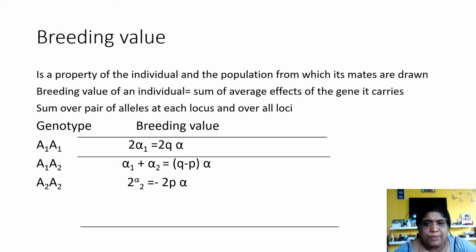So why is it so important? Because you need to understand the breeding value. And the breeding value is a property of individuals and the population from which the mates are drawn. The breeding value of an individual is the sum of average effects of the genes it carries, the sum of the paired alleles at each locus and all the loci. So you can see that these are the genotypes and this is the breeding value that each carries. So every individual has its breeding value for the breeders to actually choose from.